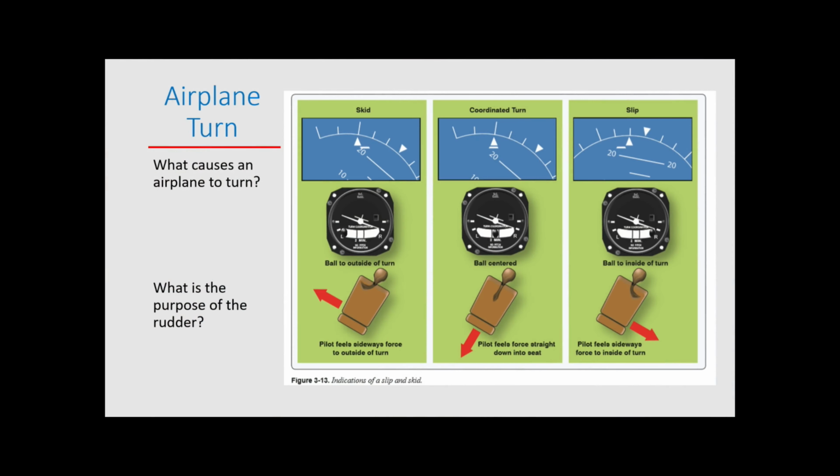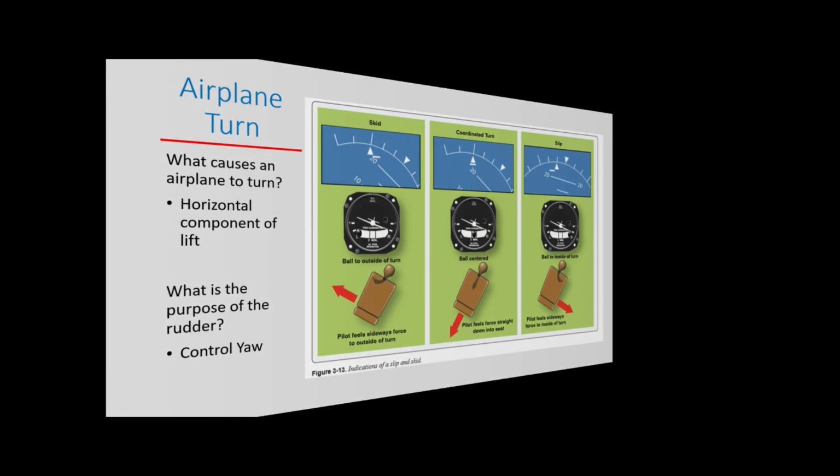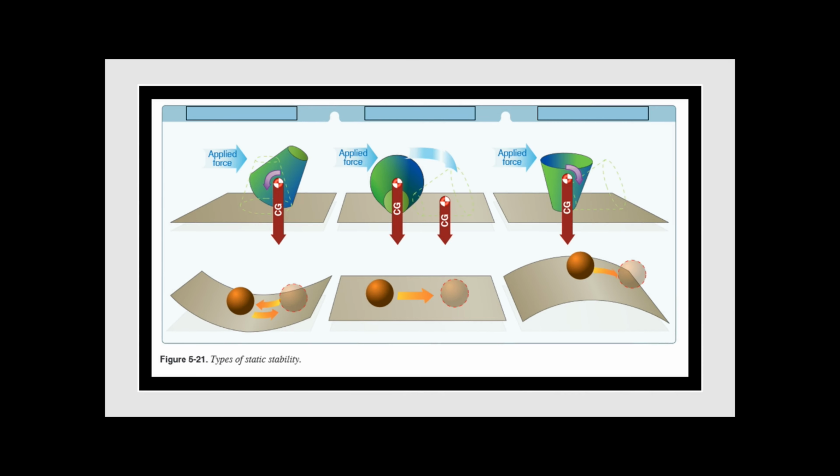Let's review. What causes an airplane to turn? It's that horizontal component of lift. And what is the purpose of the rudder? It's to control yaw. What are the 3 types of static stability? There's positive static stability, neutral static stability, and negative static stability.